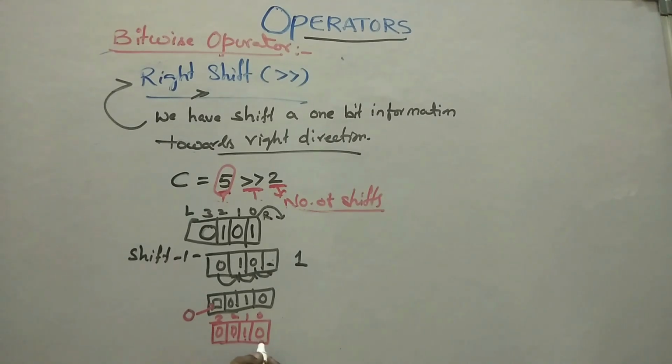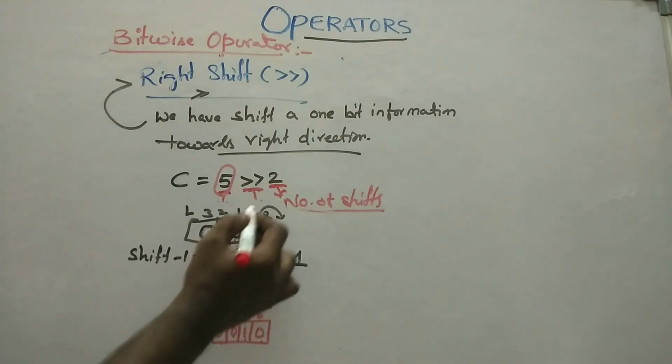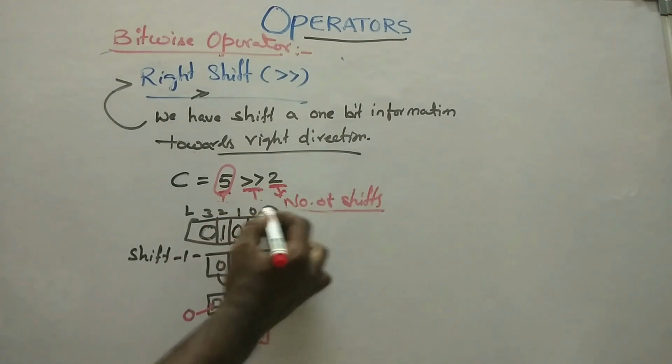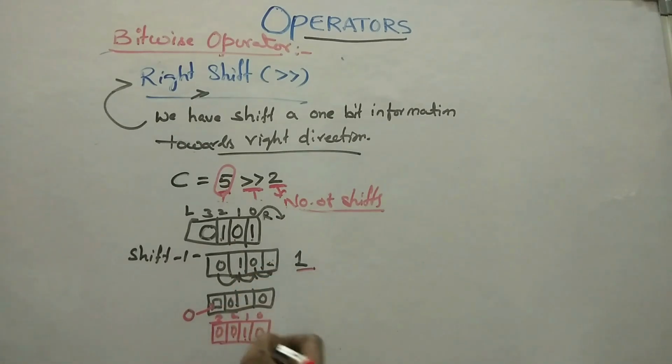0, 0, 1, 0. What is the actual input? 0, 1, 0, 1. That means we can perform the one shift towards the right direction. The 1 will come to the outside. Then in this place, the previous value will be replaced. For this shift 1, what is the shift 1 result? This one.